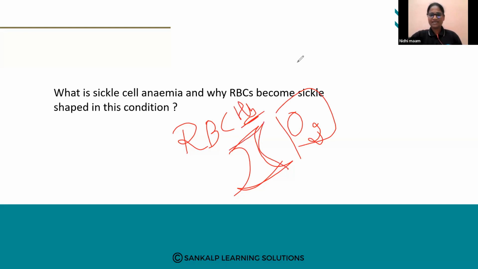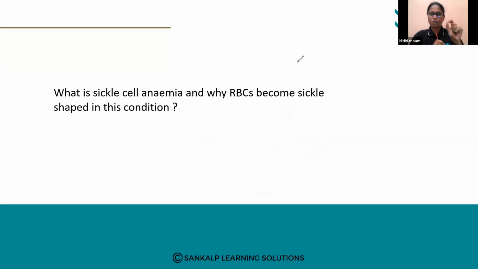If the shape is like this, biconcave, the surface area will be more, so that it can take many oxygen atoms or molecules along with it, right? That is why RBCs are biconcave in shape. No doubt one hemoglobin carries 4 oxygen, right? So when the shape is biconcave, the surface area is more to support hemoglobin taking more oxygen.